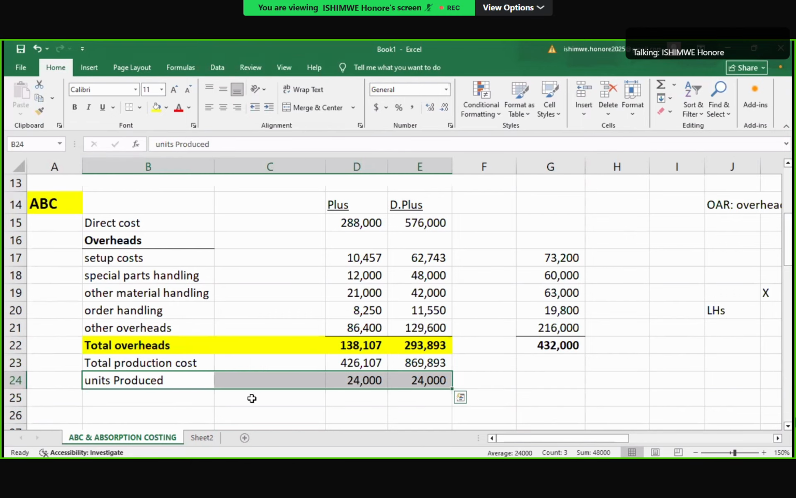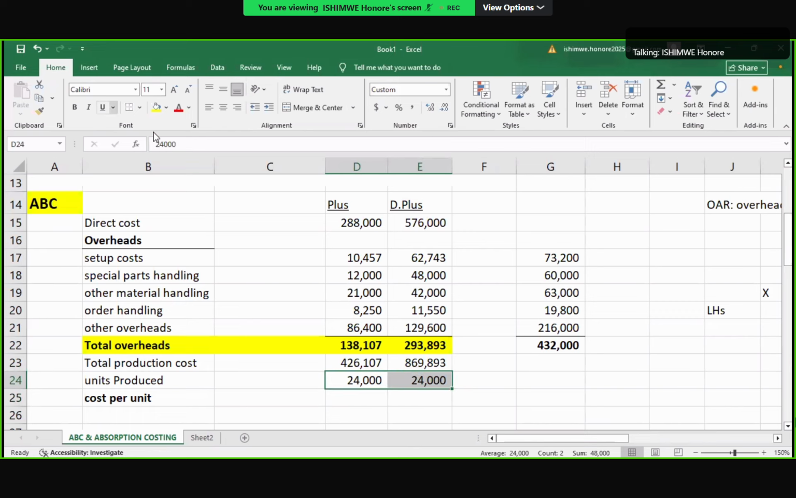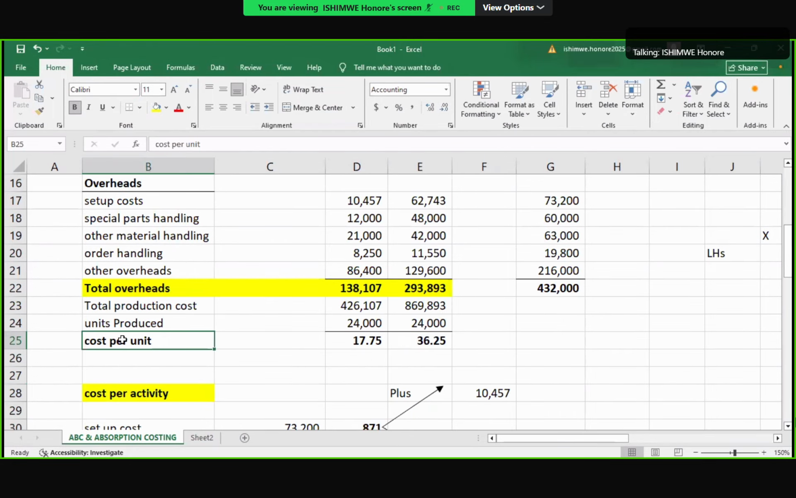After we get these units produced, I determine the unit cost, or let me say cost per unit. This is the cost per unit. So we can determine our cost per unit, which will be this over this. Let's put these two decimals. Okay, this is 17 and 36.2. So now this is the cost per unit as per ABC. That is the first answer.